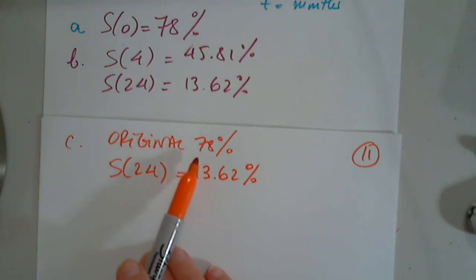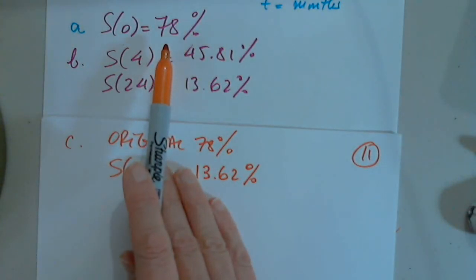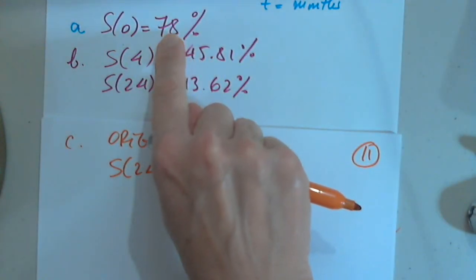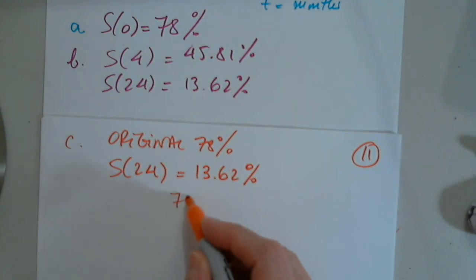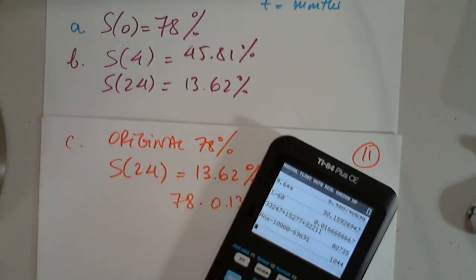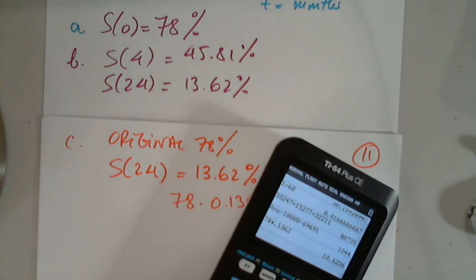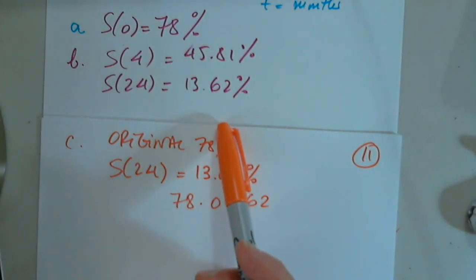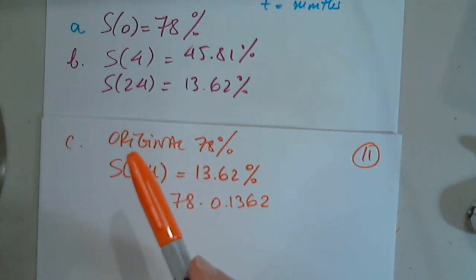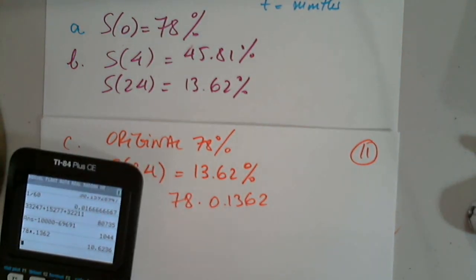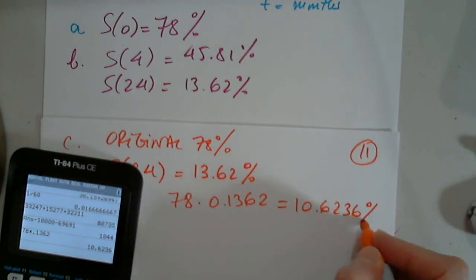Okay, so the original is 78%. That was the original score. And now they're asking us, what is this out of that, of the original? So we just have to write 78 times 0.1362. So that was 13.6. What percentage of their original answers did they retain? Right? So that is 10.6236.